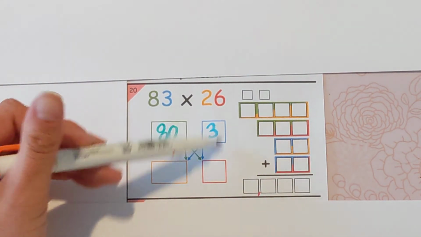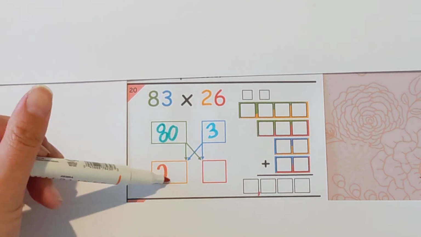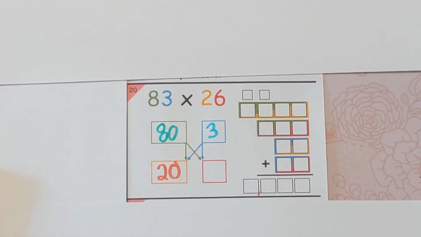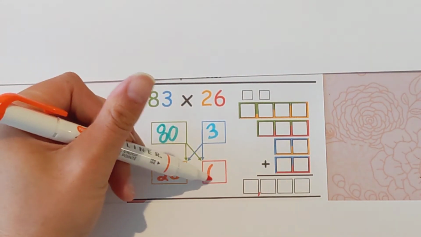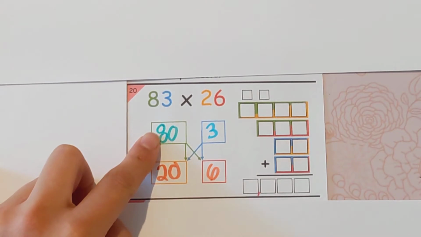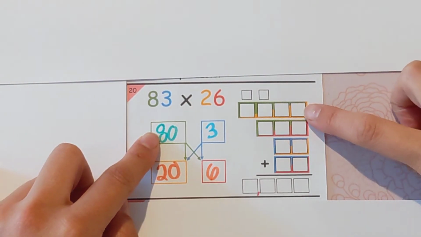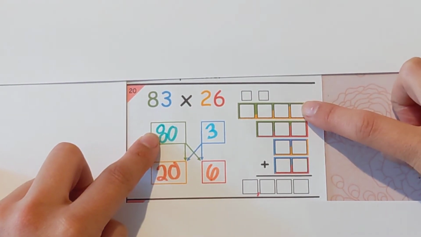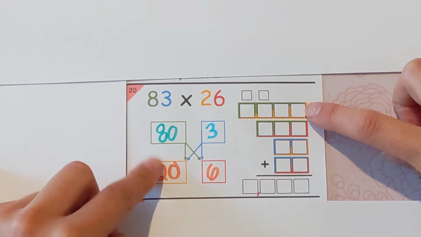So orange, red. So the 2 is a 20. The 6 is a 6. This is how you write 26 in expanded form. 20 plus 6. Now we're going to multiply. And I like to start here, and if you get stuck, you can use these color codes to help you, that we do orange, green. So this is 80 times 20.